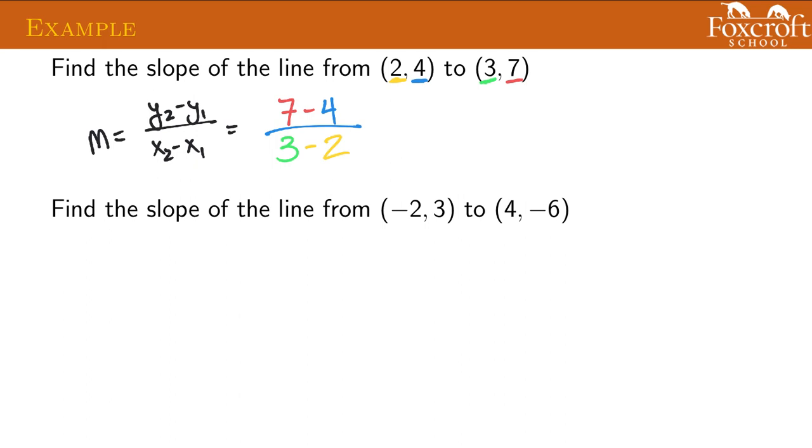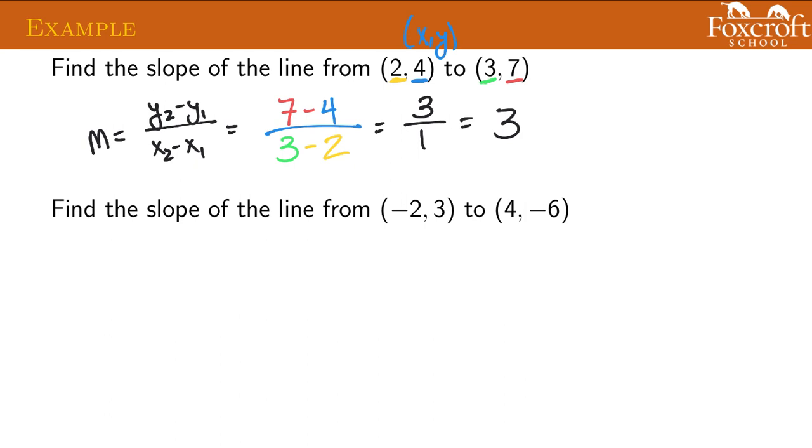All right, and remember all our points are x comma y, so that's how I'm using the second number for the y's, the first number for the x's. And then it's just simplifying. 7 minus 4 is 3. 3 minus 2 is 1. And when we're talking about fractions, we know 3 divided by 1 is just 3. So the slope of this line is 3.